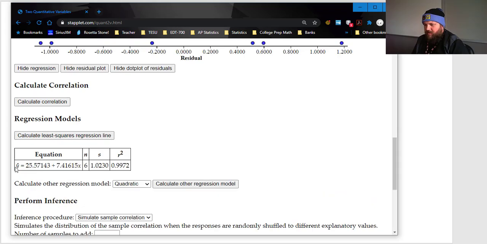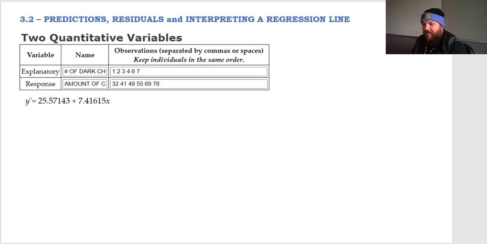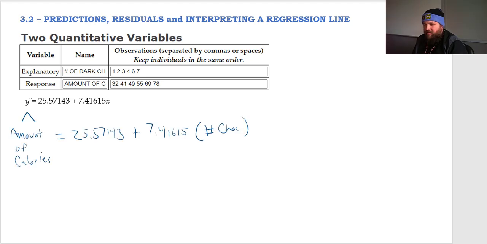The equation it gives us is right here. We get y hat equals 25.57143 plus 7.41615x. The y hat means predicted y value. In this case, we are predicting the amount of calories. So to write this out, the predicted amount of calories equals 25.57143 plus 7.41615 times the number of chocolates.